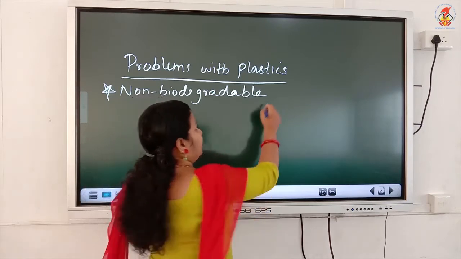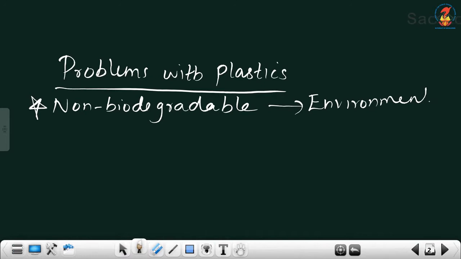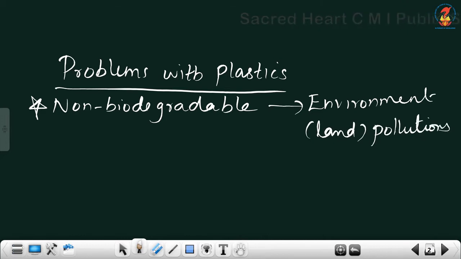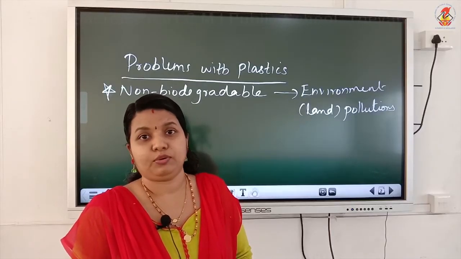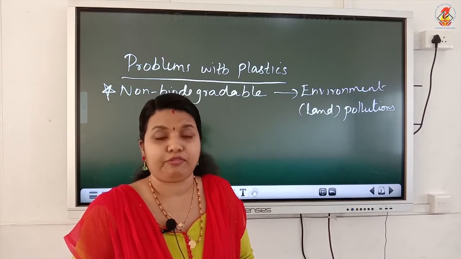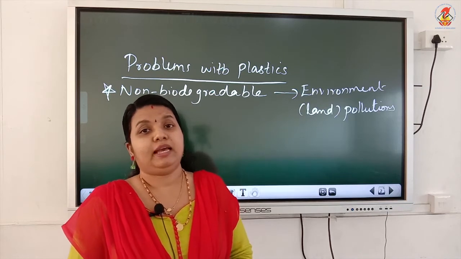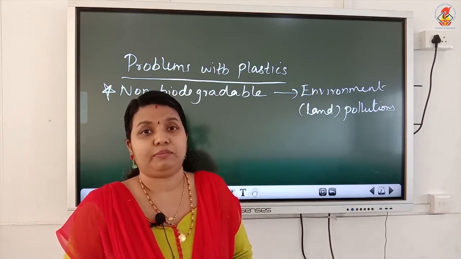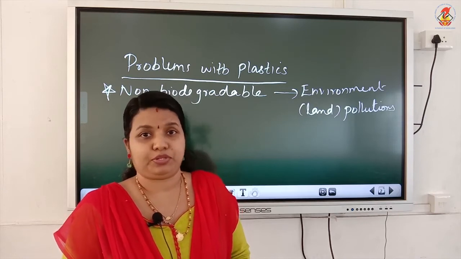So it causes environment, or we can write land pollution. If plastic items are thrown in soil, they remain there for hundreds of years, thereby affecting the soil fertility. So it negatively affects the growth of plants. So plastics are non-biodegradable materials and take hundreds of years to get decomposed completely. It affects the soil fertility and causes land pollution.